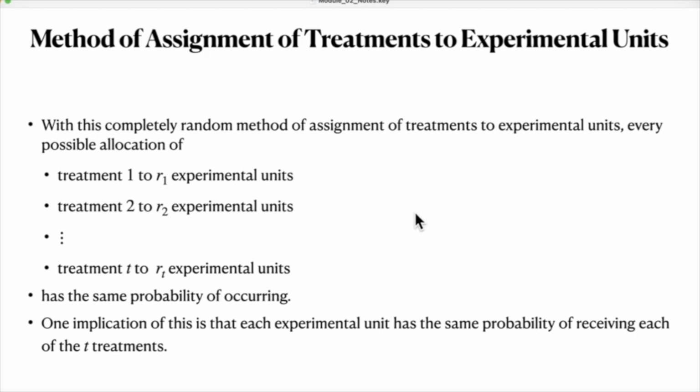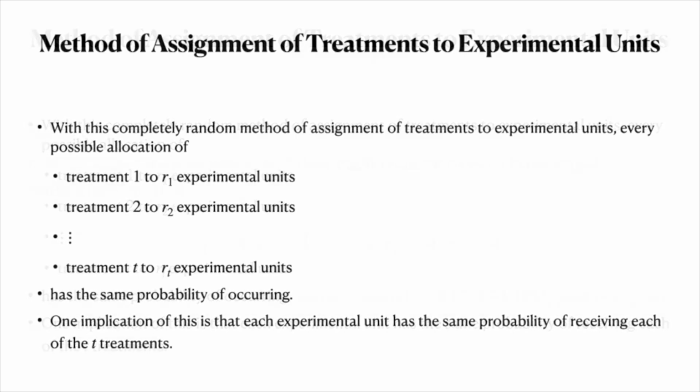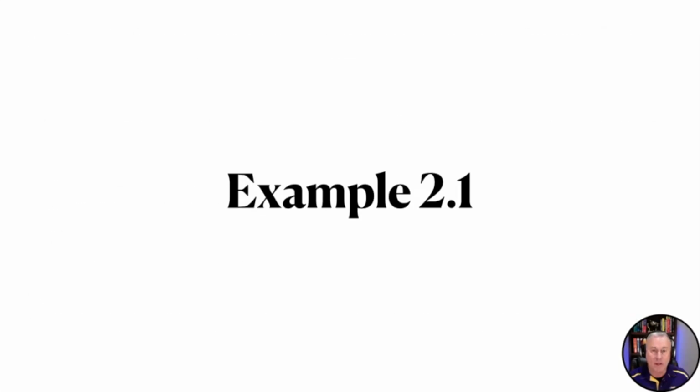So it may seem like a minor point, and we're not going to get hung up on it, but I just want you to be aware of this, that this first bullet point really is the defining characteristic of a completely randomized design, and it has as a ramification or an implication this second bullet point, that each experimental unit, whichever one we're talking about, has the same probability of receiving each of the T treatments. All right, so let's look at an example.